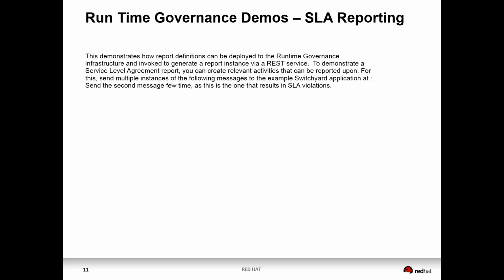It is also possible to optionally specify a business calendar, which can be used to determine the business period in which activities are of interest. If SLA violations occur outside the specified business calendar, then they are not relevant. So our example demonstrates how the report definitions can be deployed to the runtime governance infrastructure and invoked to generate the report instance via a REST service.